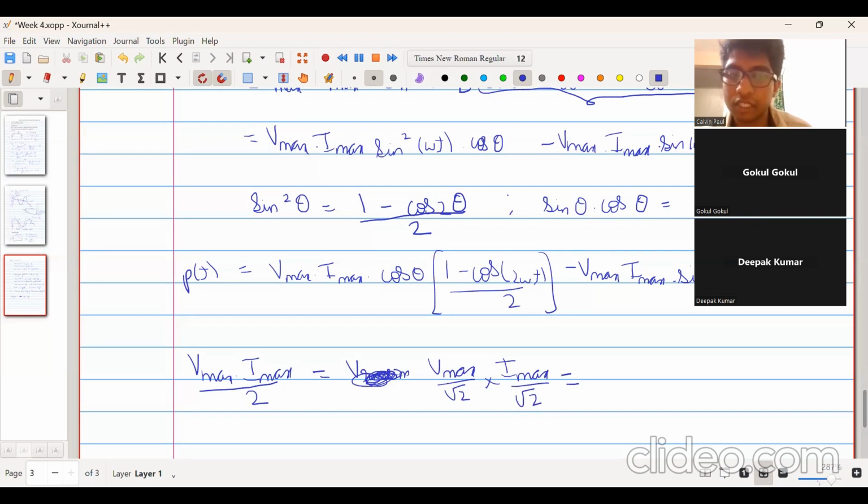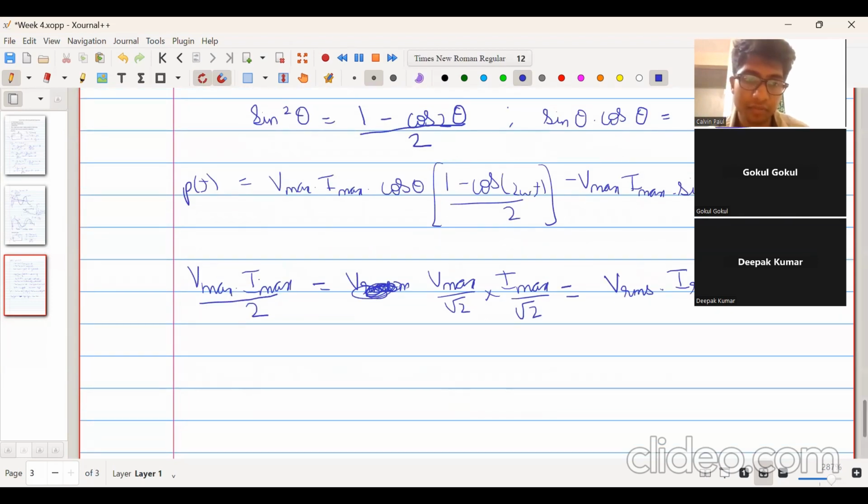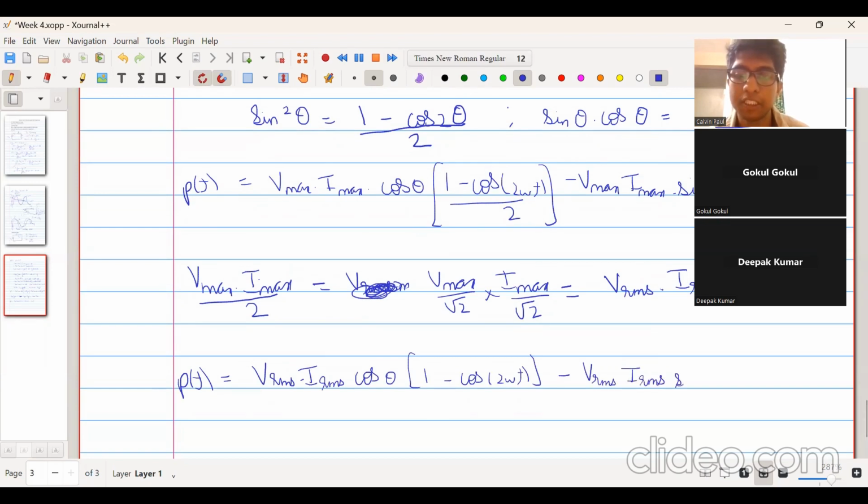Yes, sir. So I will write V max upon root 2 as VRMS and I max upon root 2 as IRMS. So this V max into I max upon 2, I will write as VRMS into IRMS. So P of t we get to be equal to VRMS into IRMS into cos theta into 1 minus cos of 2 omega t, minus VRMS into IRMS into sine theta into sine of 2 omega t.